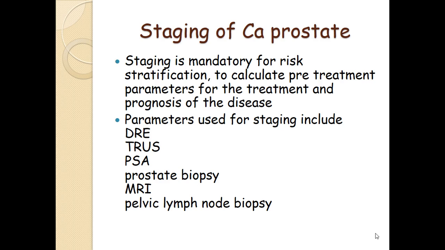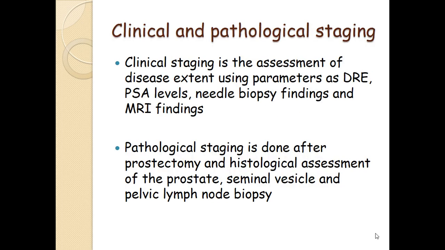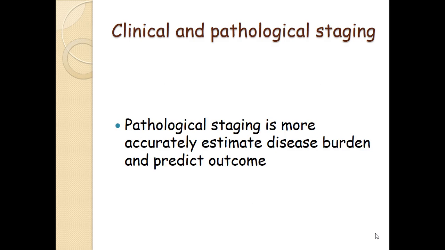Stages of CA prostate. Staging is mandatory for risk stratification, to calculate pre-treatment parameters for the treatment and prognosis of the disease. Parameters used for staging include DRE, TRUS, PSA, prostate biopsy, MRI, and pelvic lymph node biopsy. So, clinical and pathological staging. Clinical staging is the assessment of disease extent using parameters such as DRE, PSA level, needle biopsy findings, and MRI findings. Pathological staging is done after prostatectomy and histological assessment of the prostate, seminal vesicles, and lymph node biopsy if applicable. So pathological staging is a more accurate estimate of disease burden and predicts outcome.